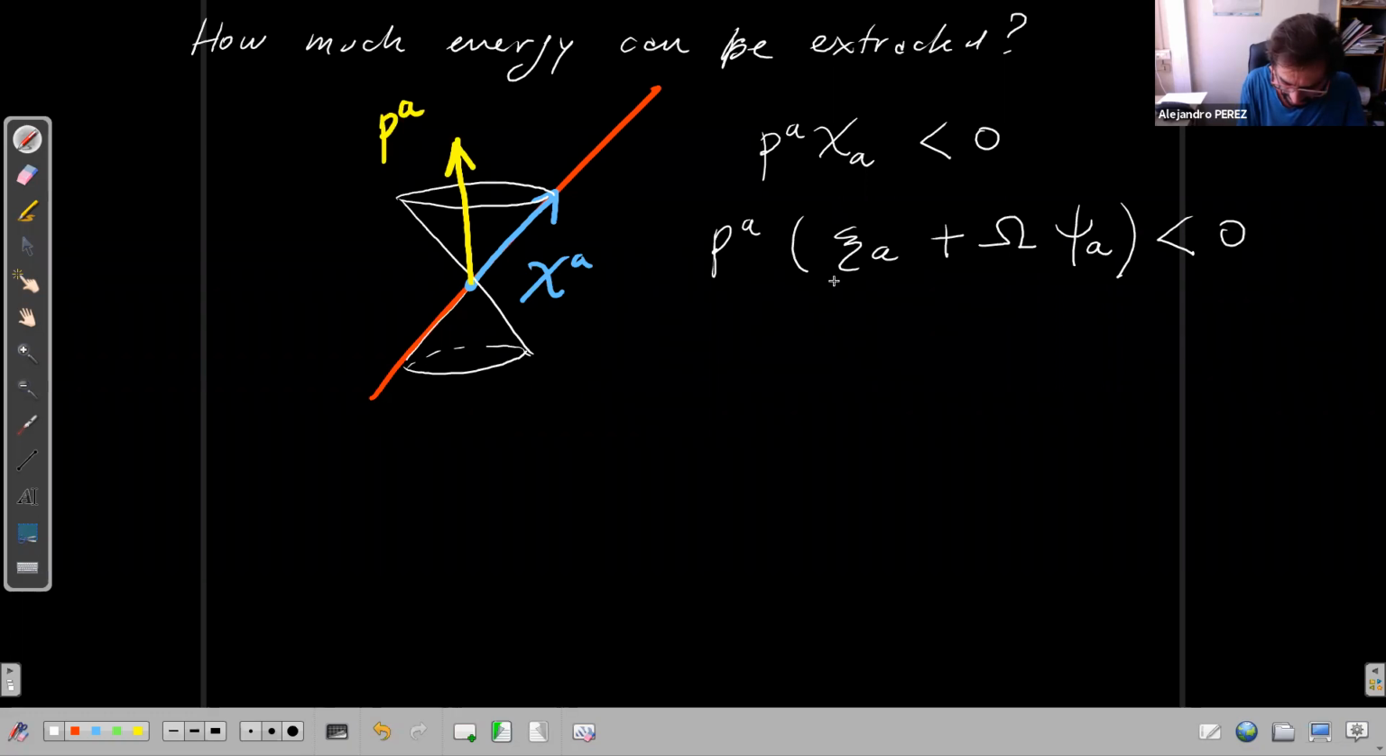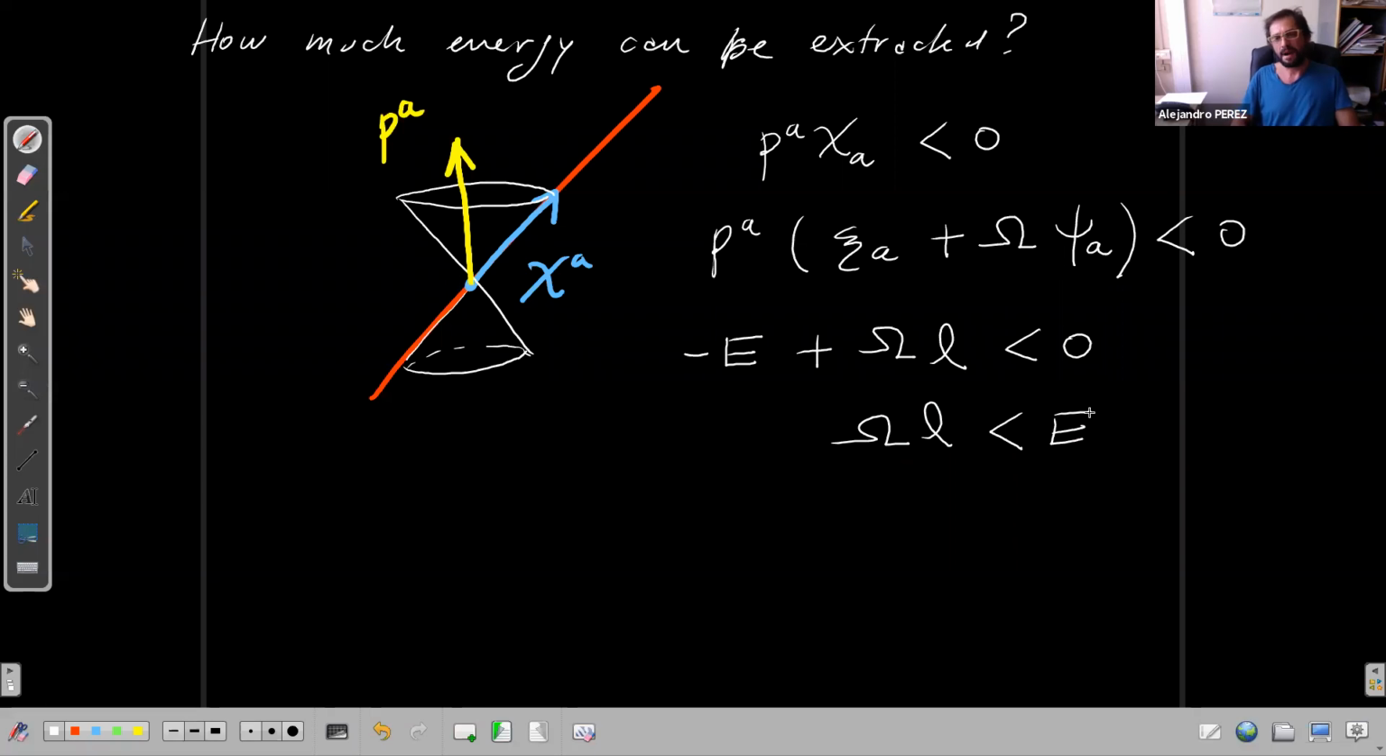Now, by definition, this first term is minus the energy of the falling particle, and the other term gives us omega times the angular momentum of the falling particle, and this has to be less than 0, from which we conclude that omega times L has to be less than the energy of the absorbed particle.